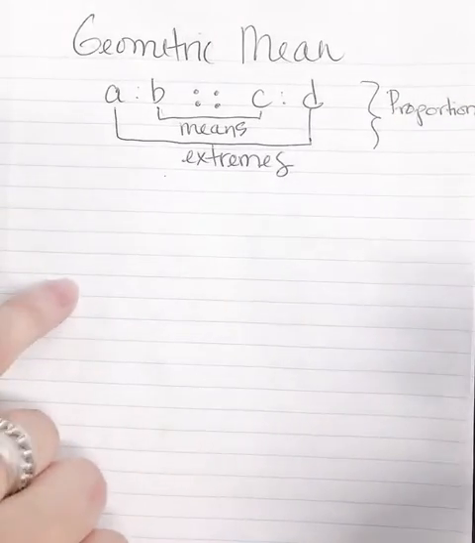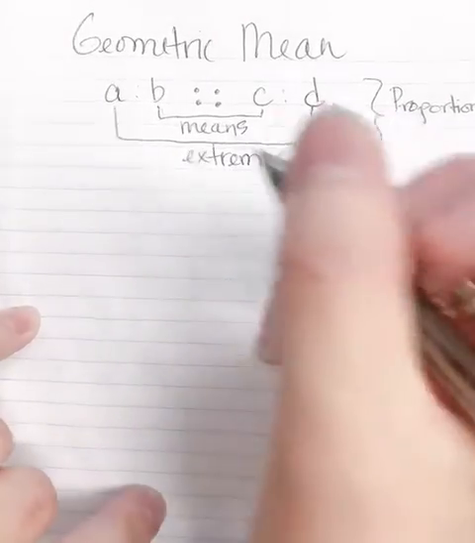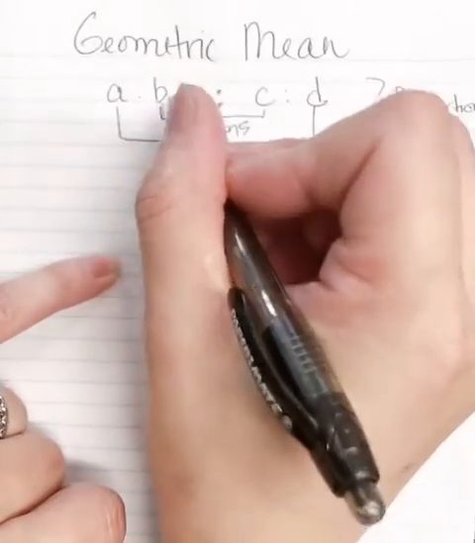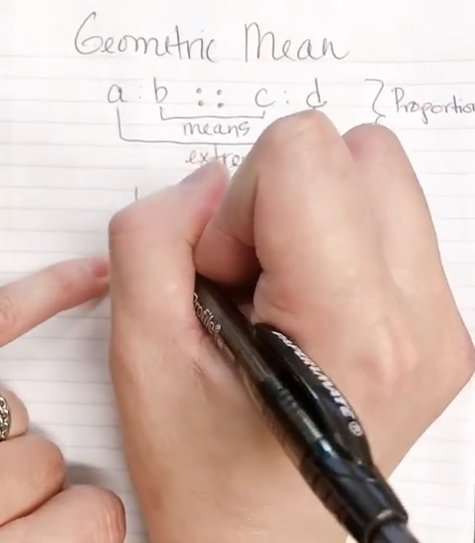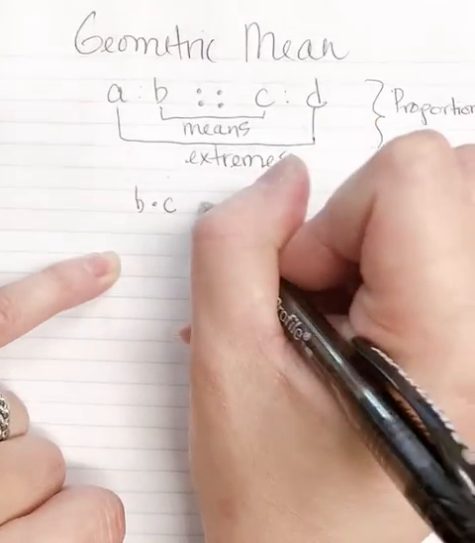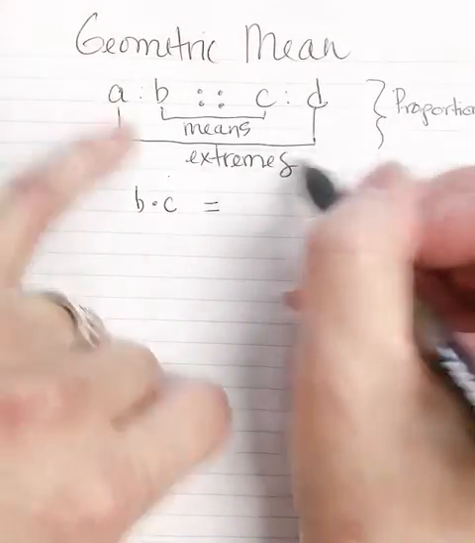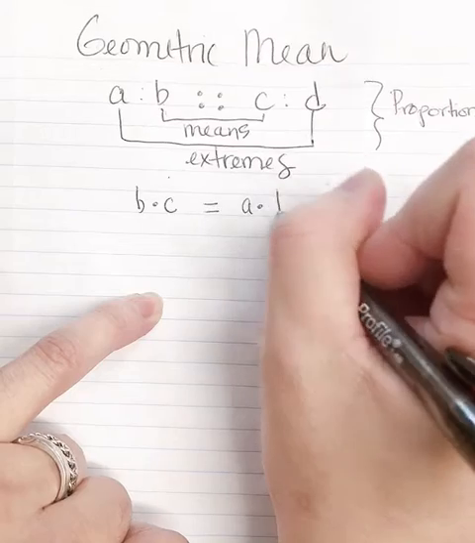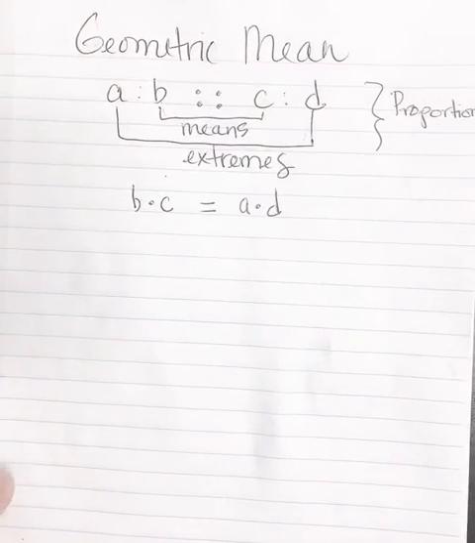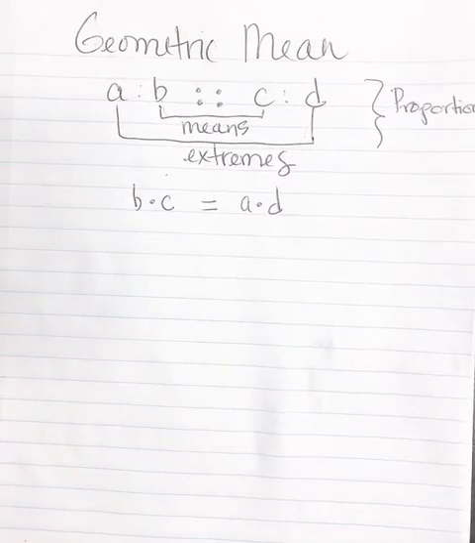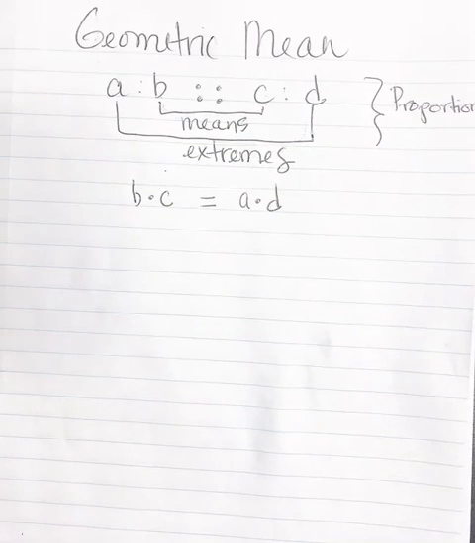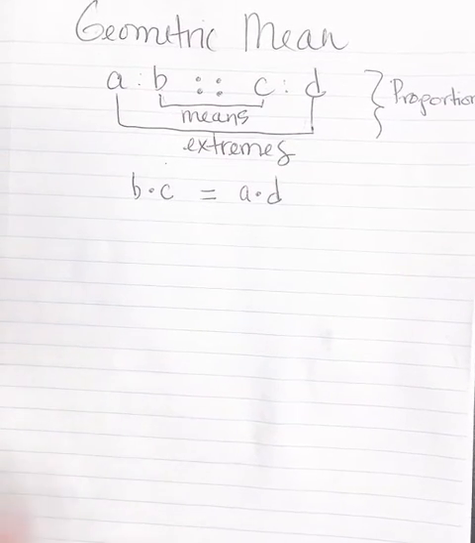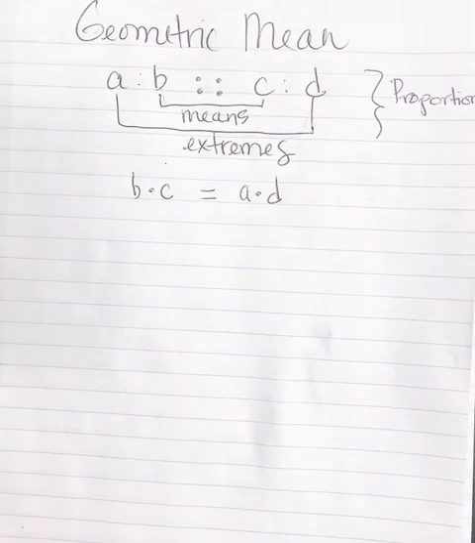So the proportion property says if you take the product of the means and multiply them together, so B times C, it would equal the product of the extremes, which is A times D. So that's a review of what a proportion is and the property that the proportion has, which allows you to solve proportion problems, right? Well, geometric mean is related to that.